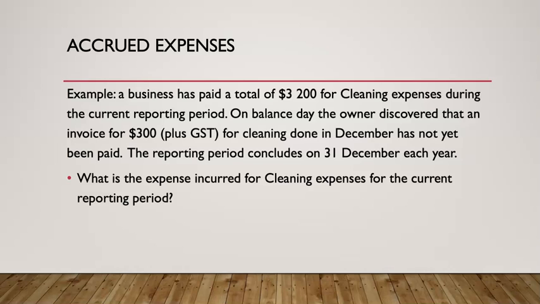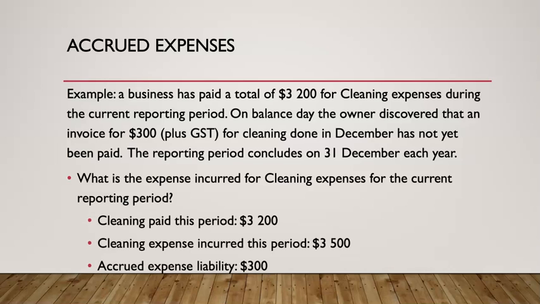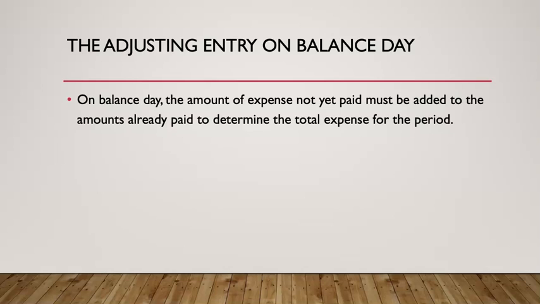I hope, after pausing it, you can accurately say, actually there's been $3,500. We've paid $3,200, but there's also this $300 that we haven't paid, but we definitely used up in this period. This is what we call the accrued expense, a liability that is $300. So on the balance date, we need to do an adjusting entry. On the balance date, the amount of the expense not yet paid must be added to the amount already paid to determine the total expense for the period, which we'll accurately report in income statements.